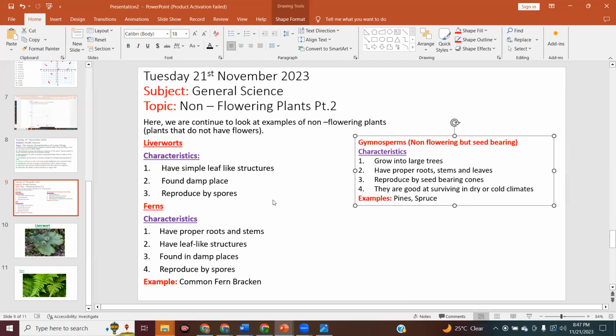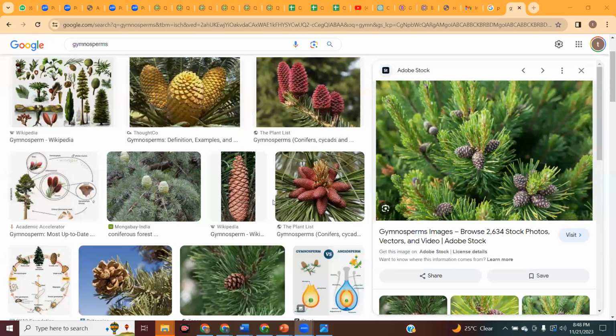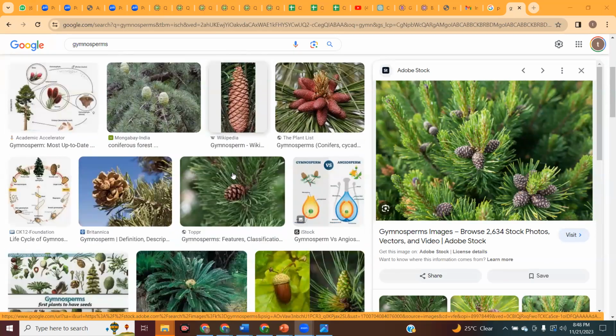Say it again. Angiosperms would be the ones with flowers. Good. So if you look at this one, let me show you. Anyone familiar with these? What are these? Acorns? What do we use them for?